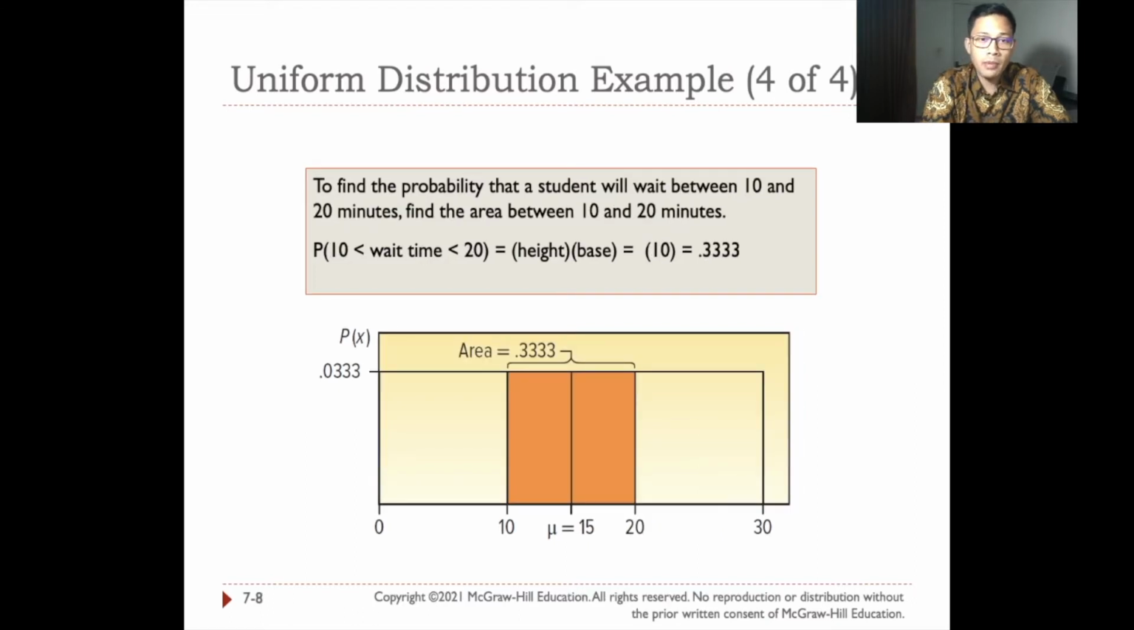What about the probability that a student will wait between 10 and 20 minutes? Well, basically what you need to do is just calculate the area. So the area is 20 minus 10, which is 10, divided by 30, which is the overall area. And so the probability that a student will wait between 10 and 20 minutes is going to be 0.333.